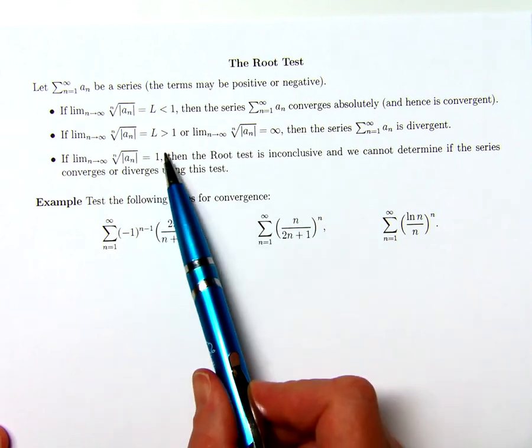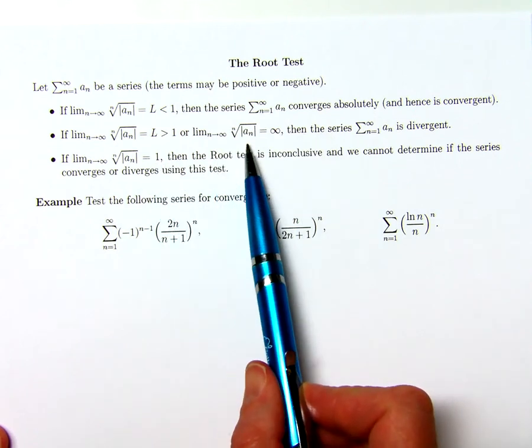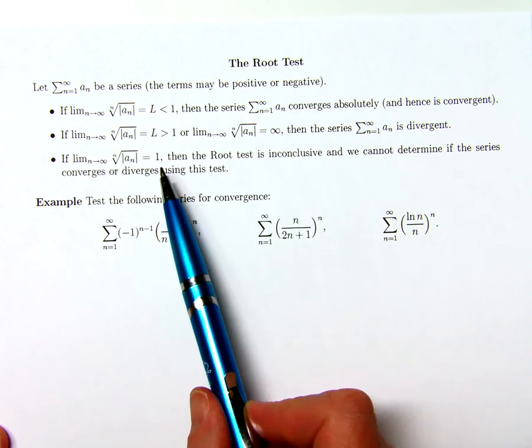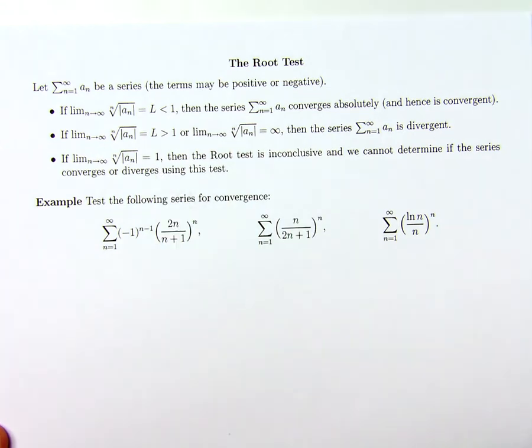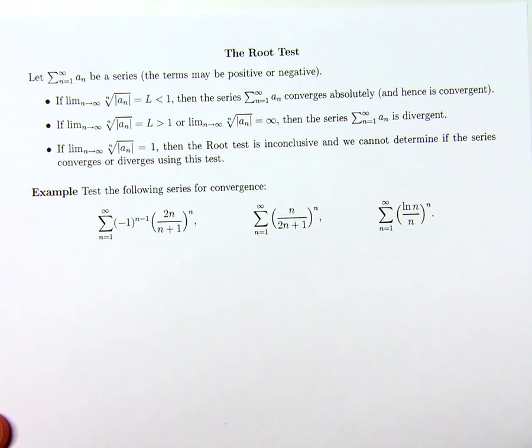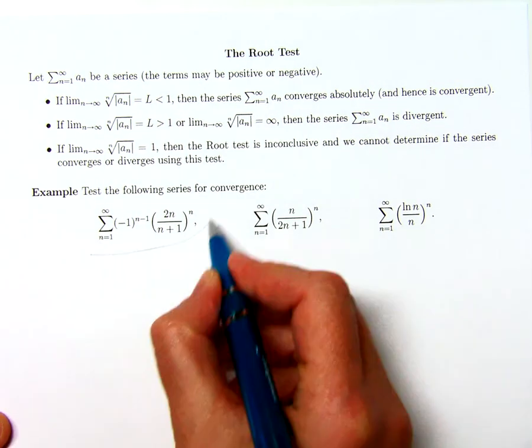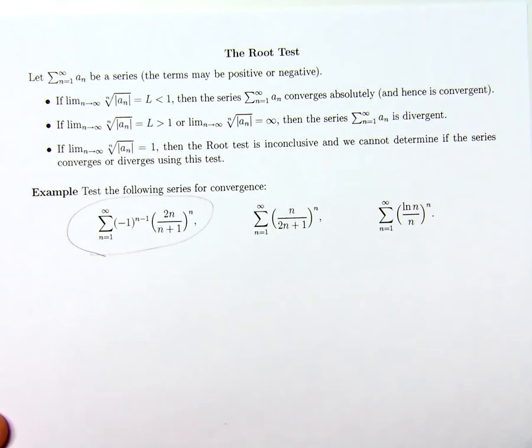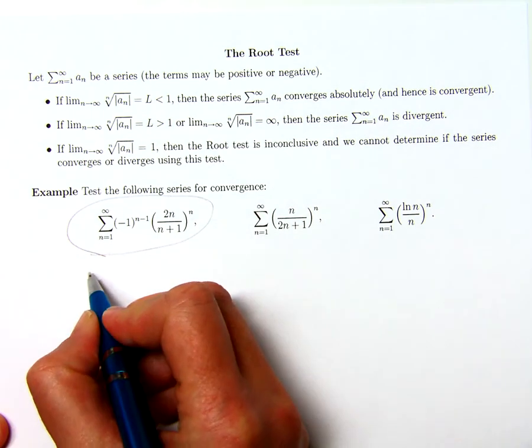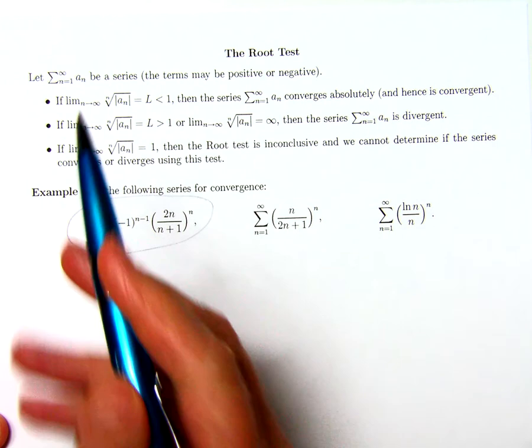And if we end up with something which is bigger than 1, we can conclude divergence. And if the limit equals 1, as with the ratio test, this test is inconclusive. So let's check it out on this series. What does it say? Well, we calculate this limit.